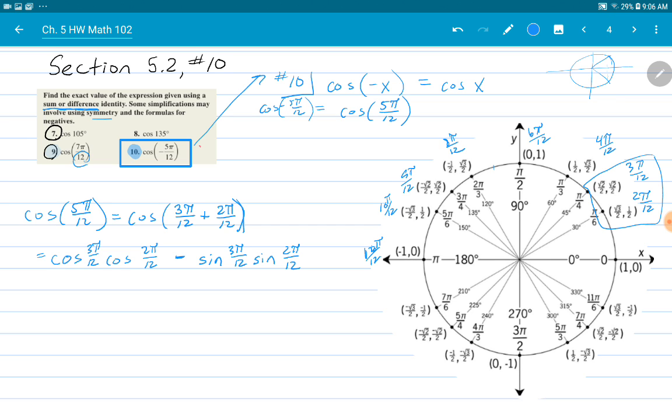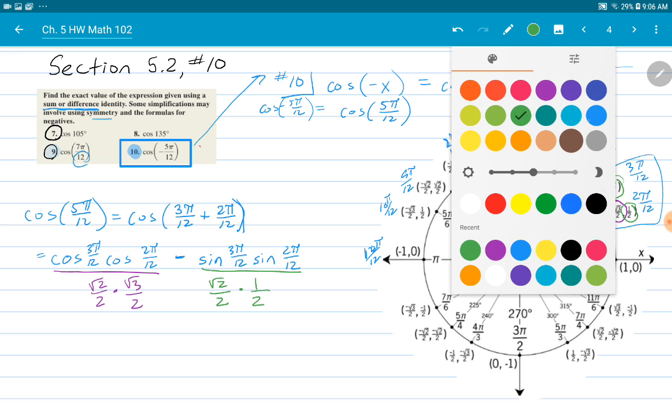Okay, so now these are angles that I have. I'm going to do some purple now. These two, cosine of 3 pi over 12 times cosine of 2 pi over 12, that is this times this on my unit circle. So that's radical 2 over 2 times radical 3 over 2. And then my sines are those y values, so this guy times that guy. So I have radical 2 over 2 times 1 over 2. And my subtraction sign.